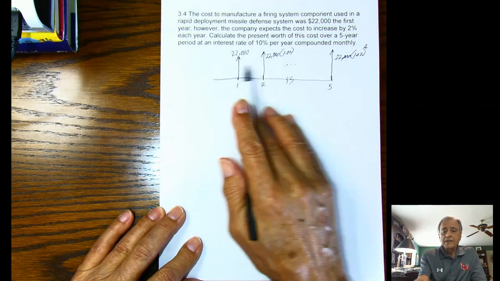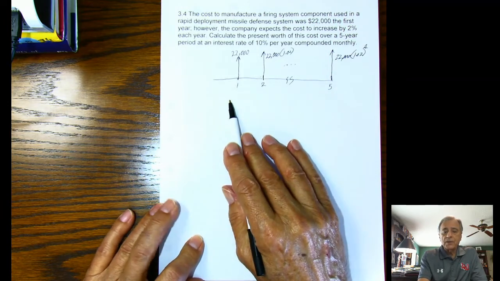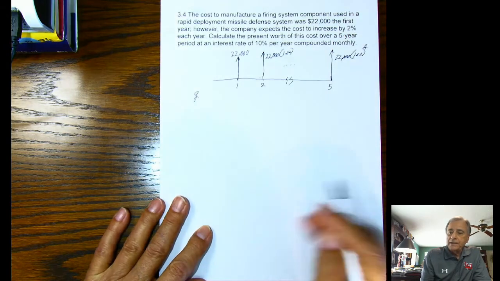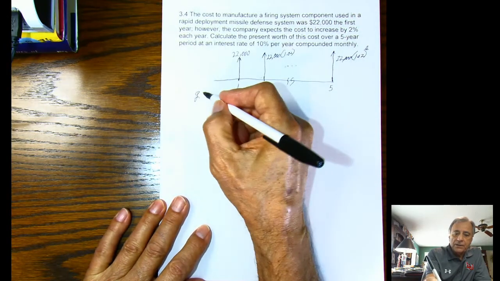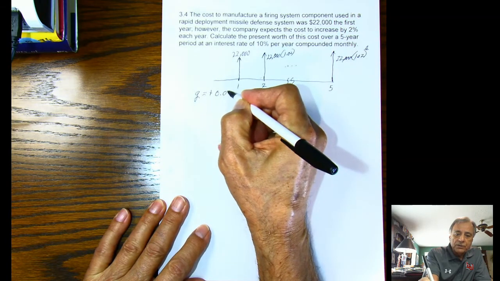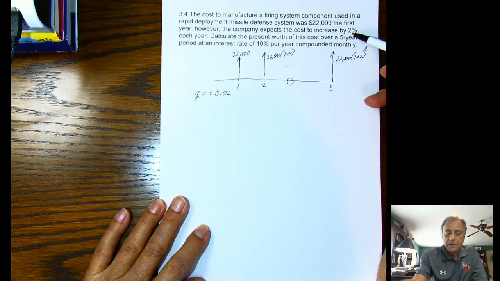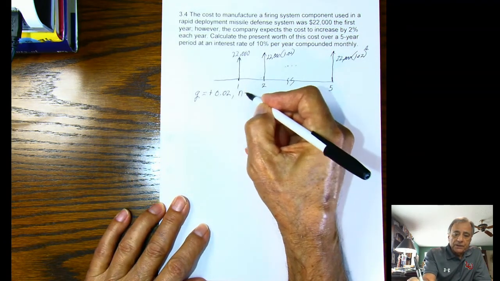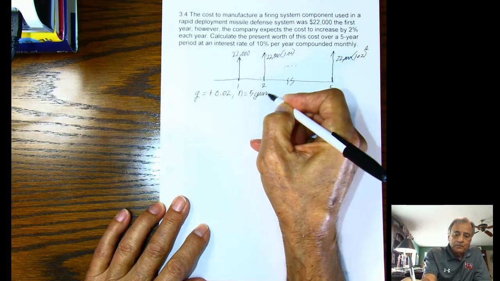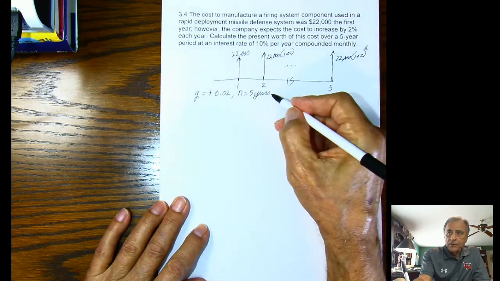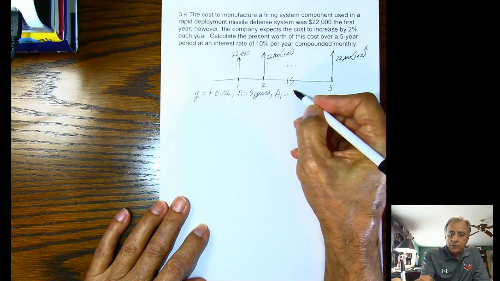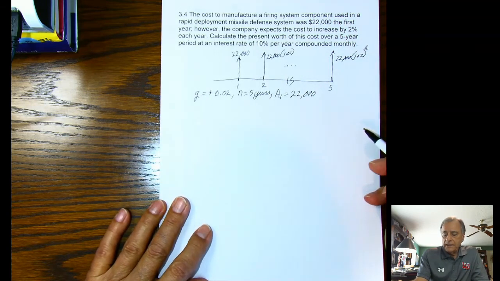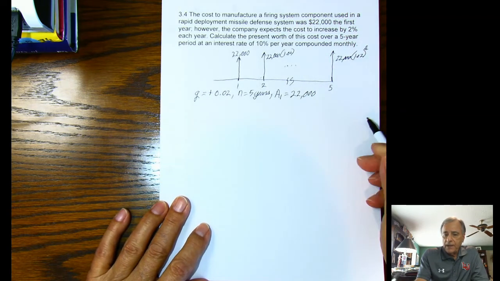Now I don't have to know what each of those values is. What I do know is I'm going to have a geometric series, and the author says G, that is the rate of change of that series, is plus 0.02. That's from the 2% increase. Okay, and the number of periods is 5 years, and the amount of the first payment, A1, is $22,000. And then the last thing we need to know is the effective annual rate.